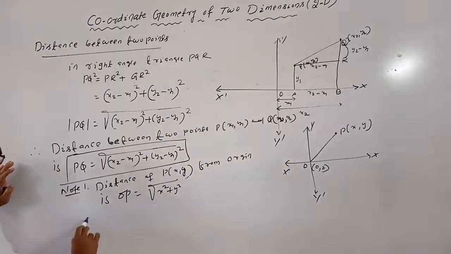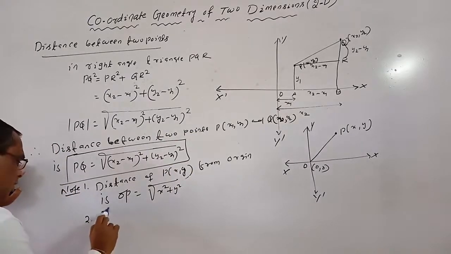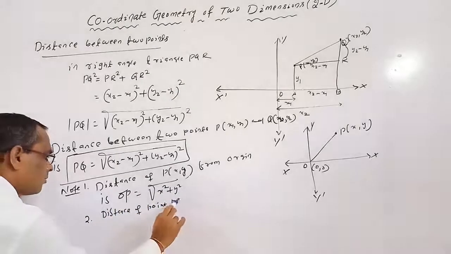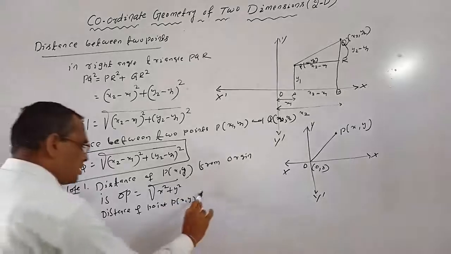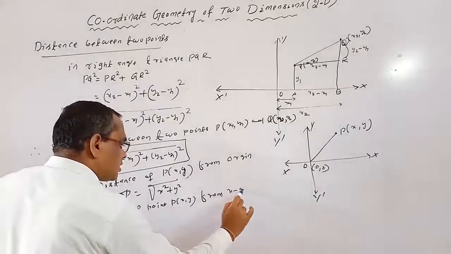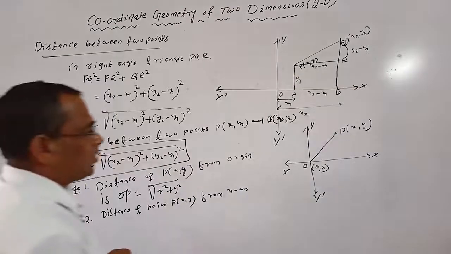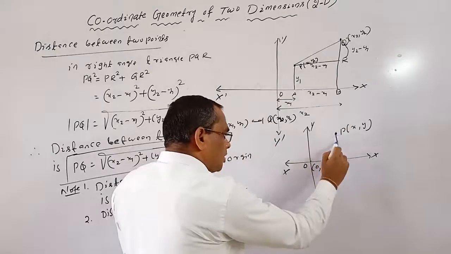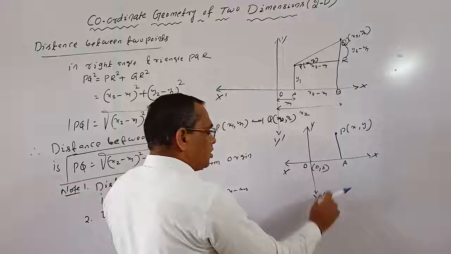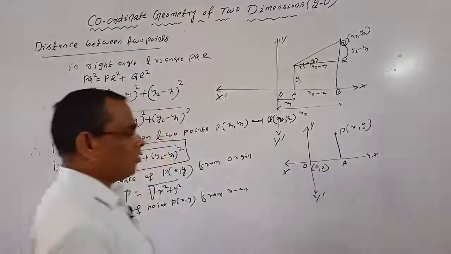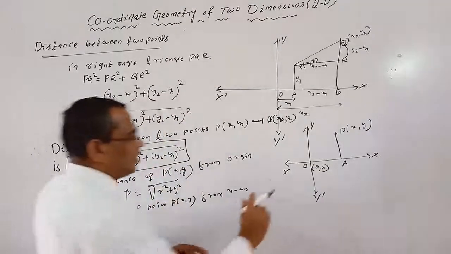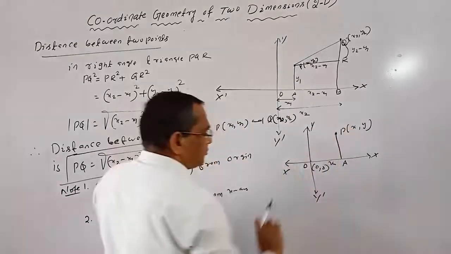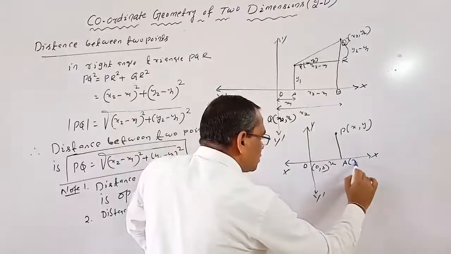Okay. Number 2, the distance of the point P(x, y) from the x axis. From the x axis means you have to draw the perpendicular line from this point P on the x axis. So let A be the foot of the perpendicular on the x axis. What will be the distance PA? Its distance from the origin to A is x. That's why the coordinate of A is (x, 0).